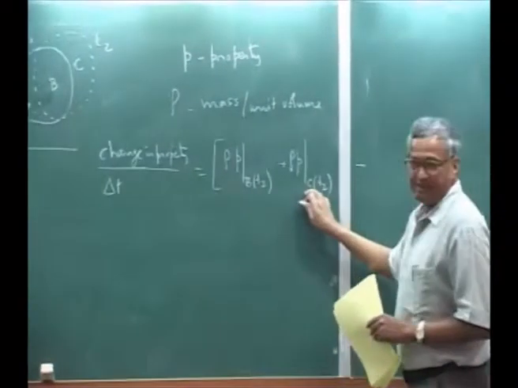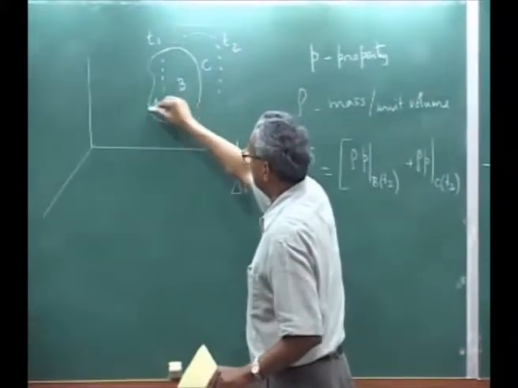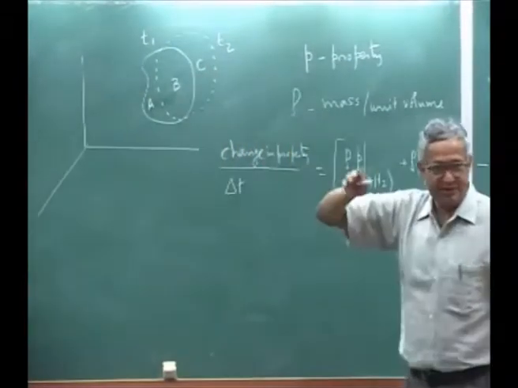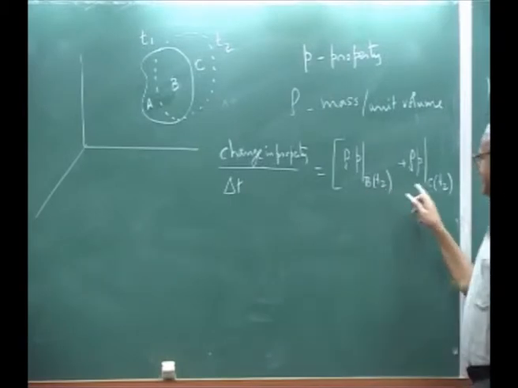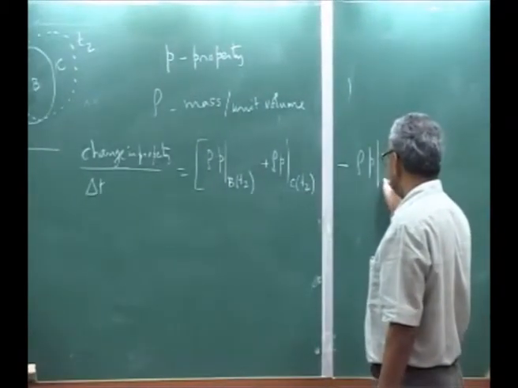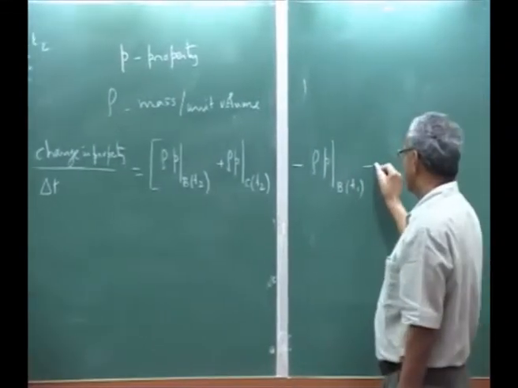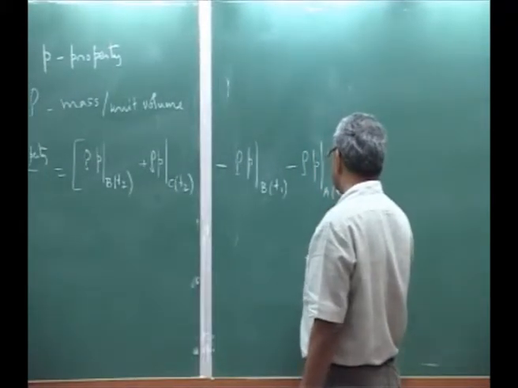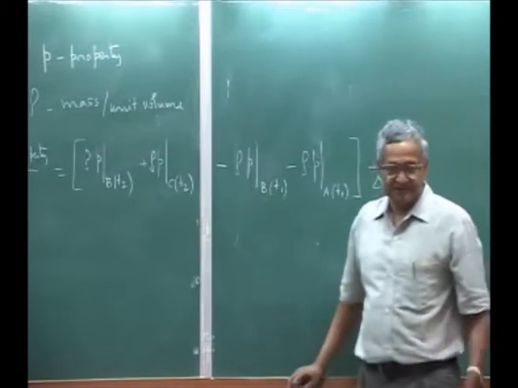Minus, this is the final value, because what was originally in this domain, that continuous domain, it has now moved here, and I am at time t2, whatever the property is, B at t2, C at t2, minus rho P B at time t1, minus rho P A at t1, times 1 over delta t. This is the change in time.